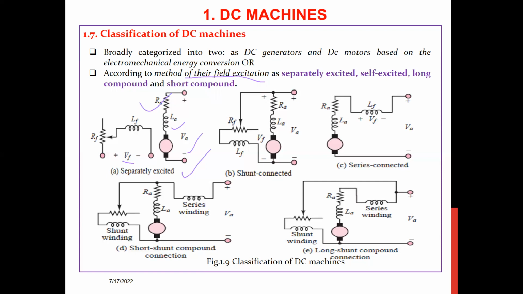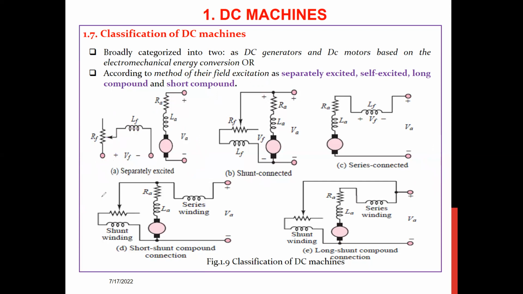And then you have a shunt connection. That means parallel. Shunt means parallel. And then you have a series connection. Series is also sometimes called cascade. Then after that, you have long compound and short compound.